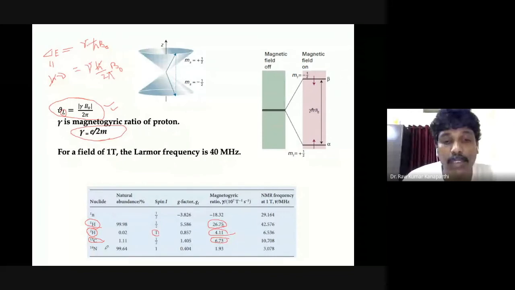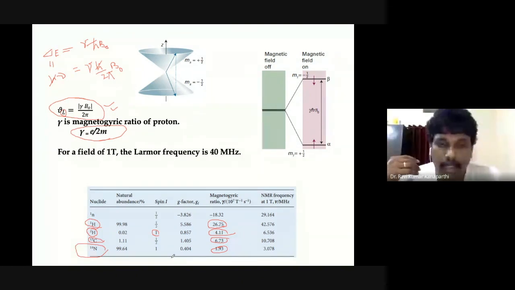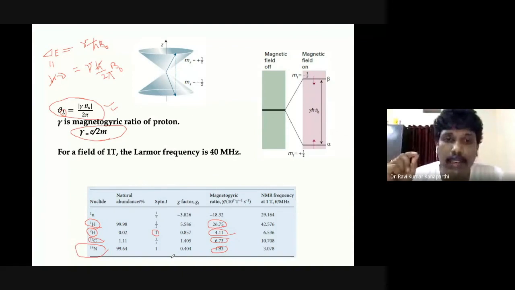So nitrogen is even smaller, it is 1.93. The Larmor frequencies of atomic nuclei placed in an external magnetic field are different, and they are decided by two factors. One is the gyromagnetic ratio, and the other is the external magnetic field strength. If you increase the magnetic field strength, the Larmor frequency increases, and if you decrease it, it decreases.